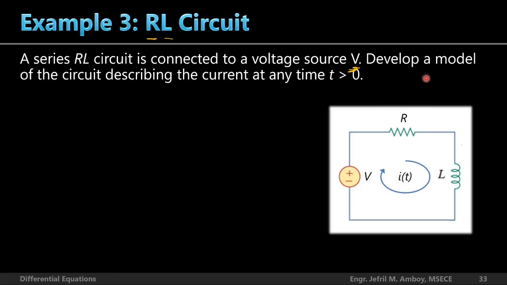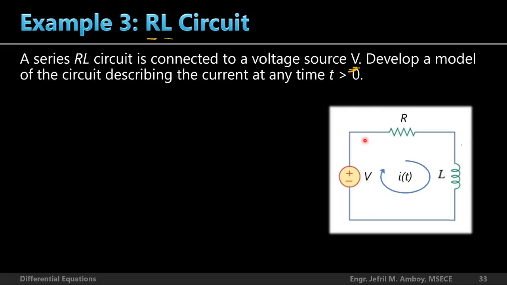Now our goal is to develop a model. That model is a differential equation describing the current at any given time. So how are we going to formulate the differential equation? First, we need to set up the variable, but the variable is already given here. The variable to be used is I, and the independent variable is time. How are we going to come up with a working equation? We can apply another physical law. What physical law is appropriate to be used for this circuit?